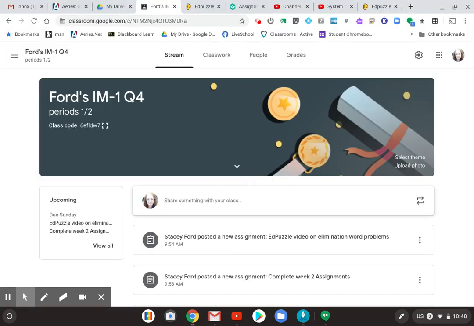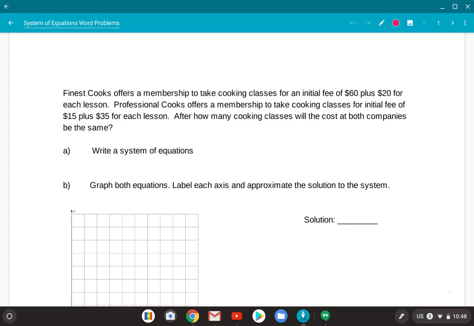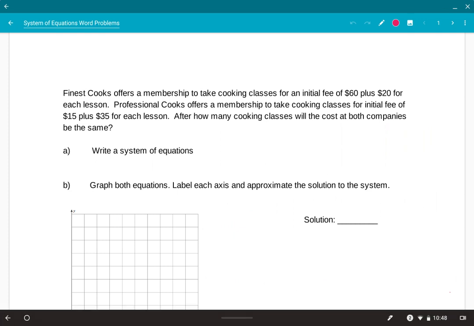Hi guys, this is week 6. This is the second part of our notes. This is the word problem. So hopefully you guys have just done the Ed Puzzle on systems of equation word problems with elimination. This one is going to be a different one. This one is substitution, but we're going to set it up doing the same thing.